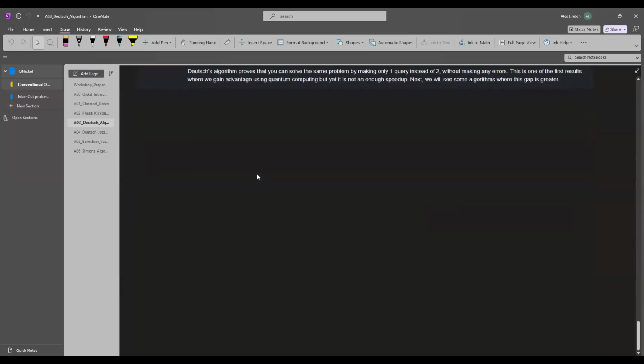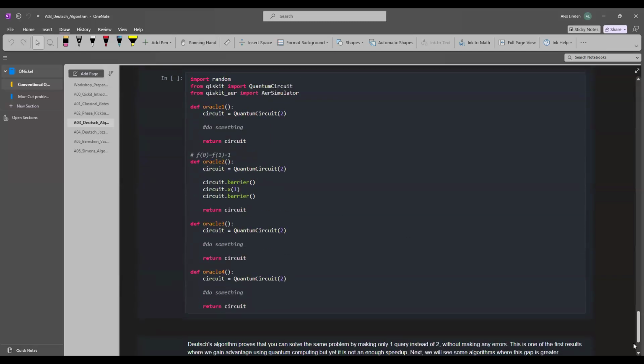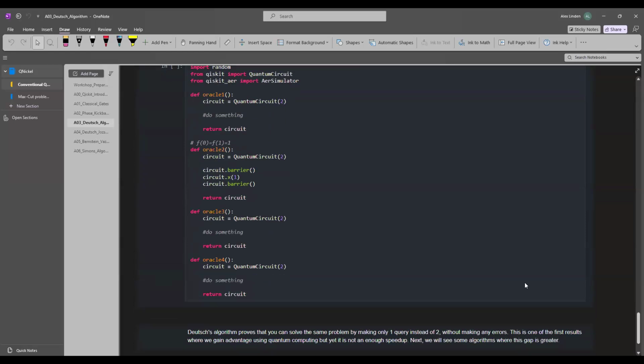But if you remember from yesterday, and if you didn't have the time to watch the recording, that's completely all right, Deutsch's algorithm only does one evaluation instead of 2. And this is not a big gain. We'd like something, for example, scaling with n. So if it was n instead of 2n, that's already better. And this is what we'll learn today.